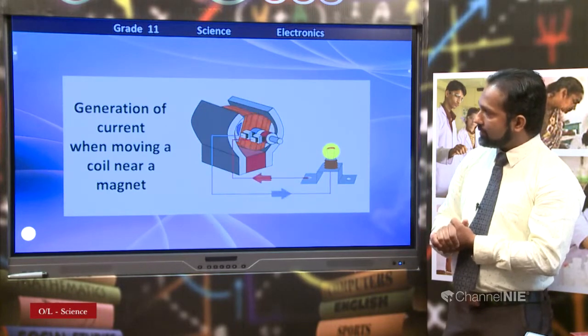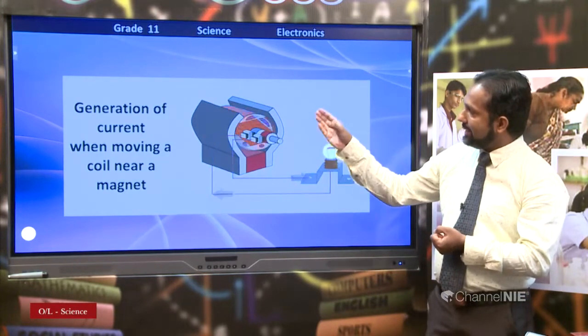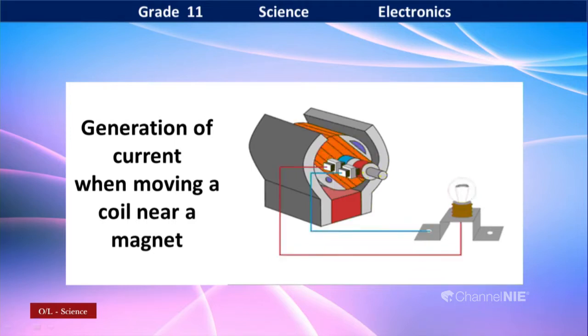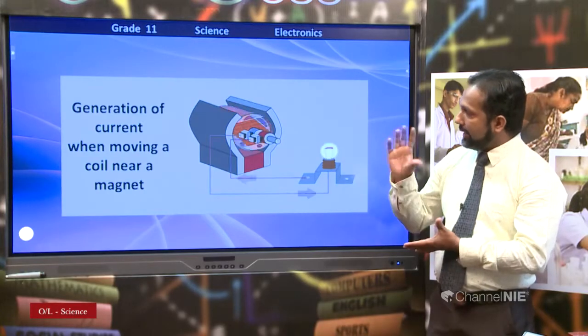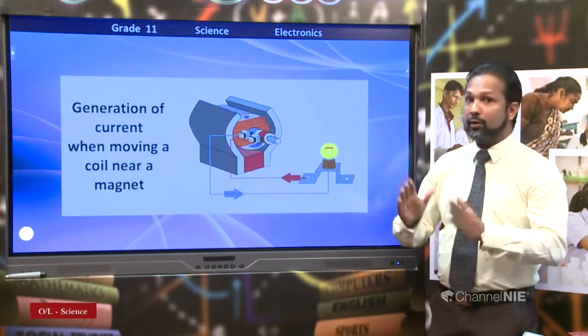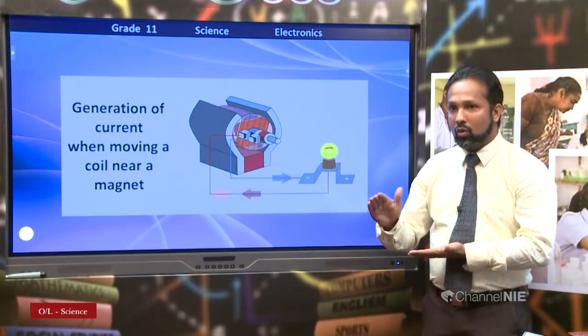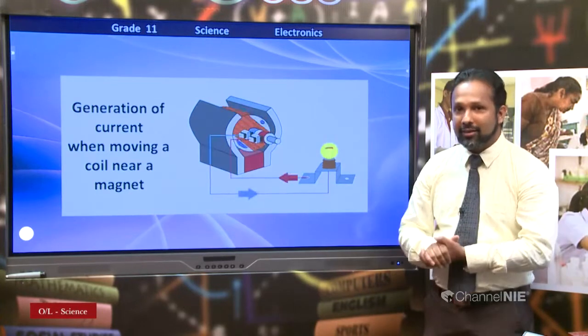When you draw your attention to this animation, you can understand that here the magnet is at rest. These are the two poles of the magnet. Here the coil is moving. When moving the coil, electricity is generated. So we can understand that electricity can be induced by moving a coil near a magnet. There are two ways. What are they? By moving a magnet near a coil or by moving a coil near a magnet.